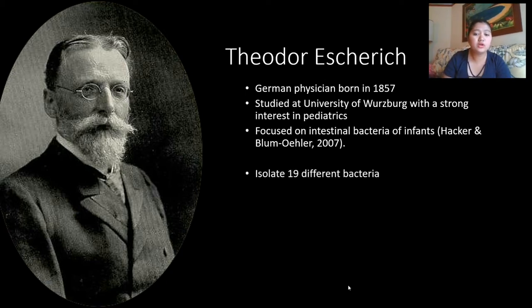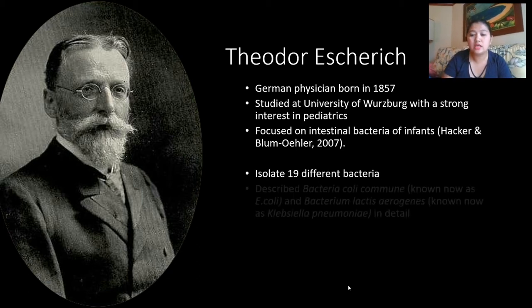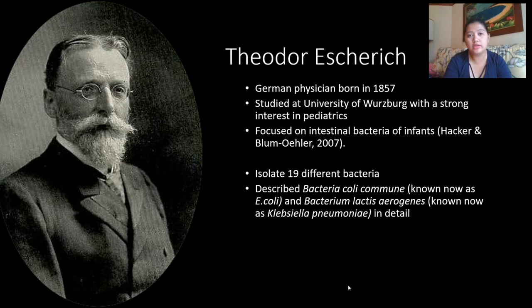So during his work, he was able to isolate 19 different bacteria, and that includes bacteria coli commune, which is again now known as E. coli, and bacteria lactis aerogenes, which is Klebsiella pneumoniae. So he did that with all of the tools and tricks that he learned as a scientist, as a physician, to help distinguish and identify what those bacteria are, what their characteristics are, and stuff like that.